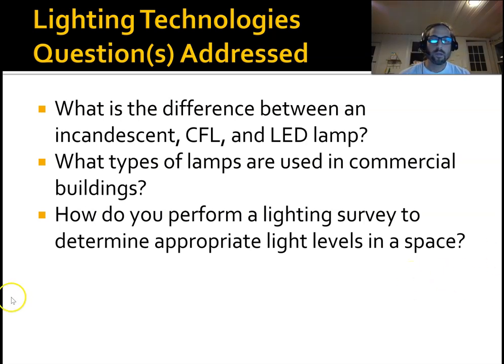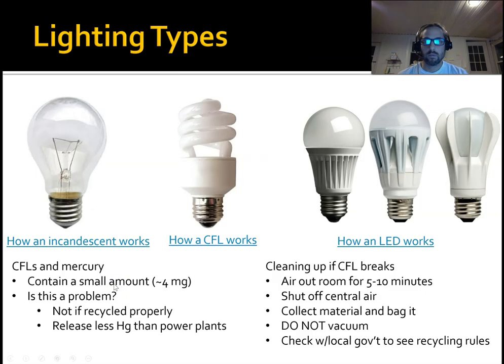Okay, so the basic lighting types that you'll see in residential applications are going to be your incandescent, your CFL, and LED. And there are videos posted about each of these, so I'm not going to go over them in too much detail. An incandescent, basically you just have this wire filament that gets really hot, and you run an electrical current through it. Whereas with the CFL, there is no wire in here.